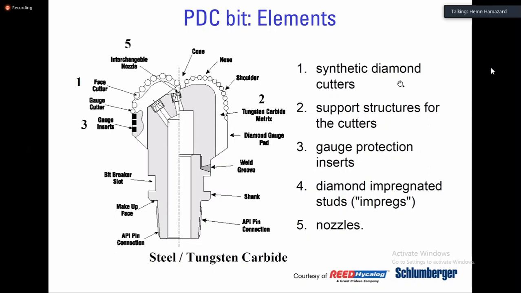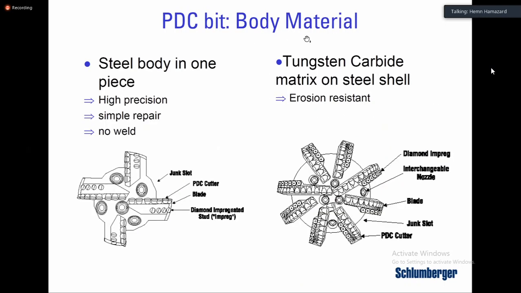For the body material of the PDC bits, you have two types. You have steel body in one piece, and the advantages of this are high precision, simple repair, and no weld. Just like you see, this one is one piece. And then we also have tungsten carbide matrix on a steel shell. Like you see, these are all tungsten carbide on the shell, and the advantage of this is erosion resistance.